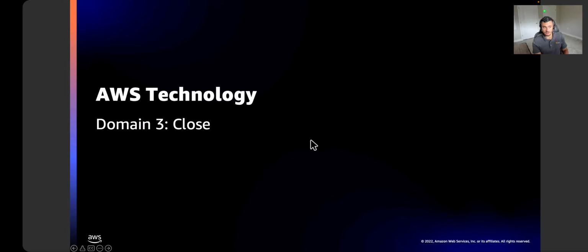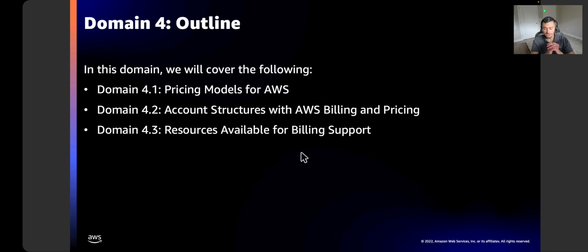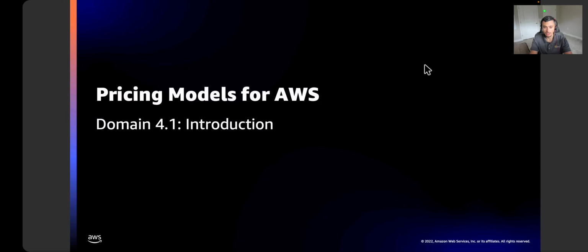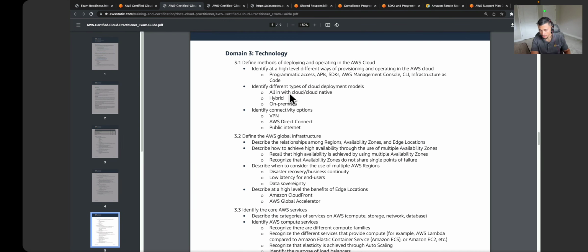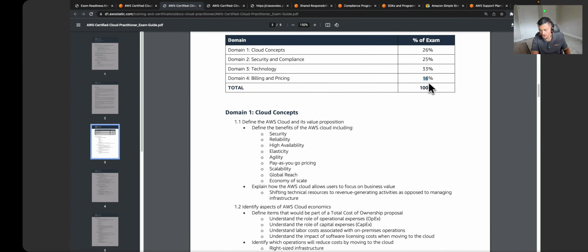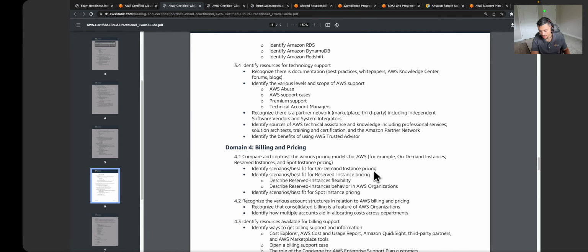Okay. So that's the end of the technology domain, domain 3. And so now we're heading into the final last domain, which is around billing and pricing. So in this domain, we're going to look at different pricing models for AWS, specifically for Amazon EC2. We'll look at different account structures in terms of billing and pricing, and then resources available for billing support, that is, right? So this is about billing and pricing. And if you remember, billing and pricing takes about 16% of the exam. So you can read more about the 3 subdomains here.